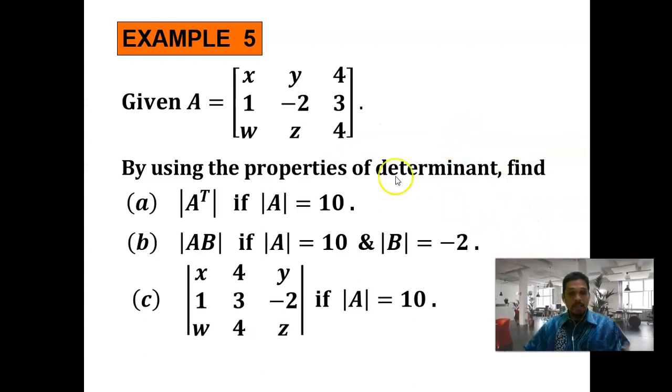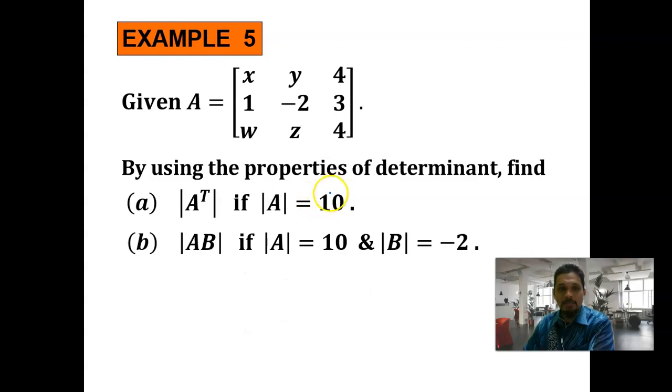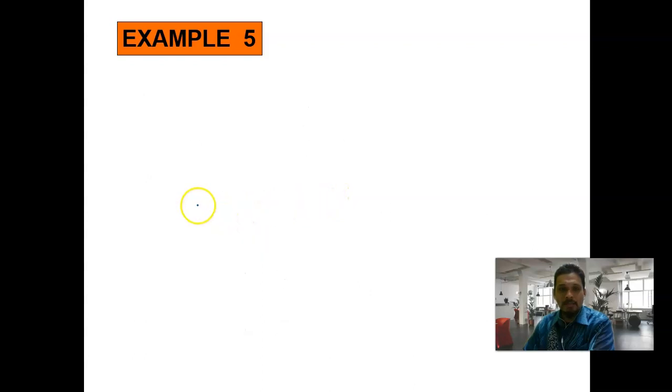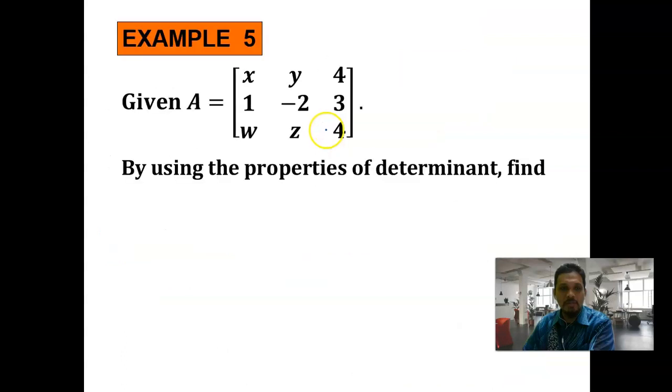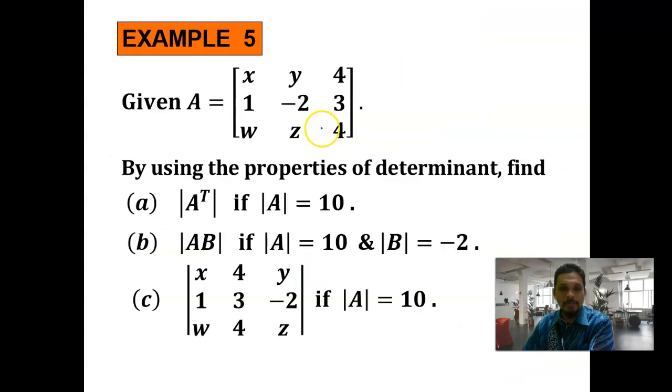Okay, now first, by using the properties of determinant, find the determinant of A transpose if the determinant of A equal to 10. Okay, so let's see the rules here. The determinant of A transpose equals the determinant of A. So we come to the conclusion that the determinant of A transpose is also equal to 10.